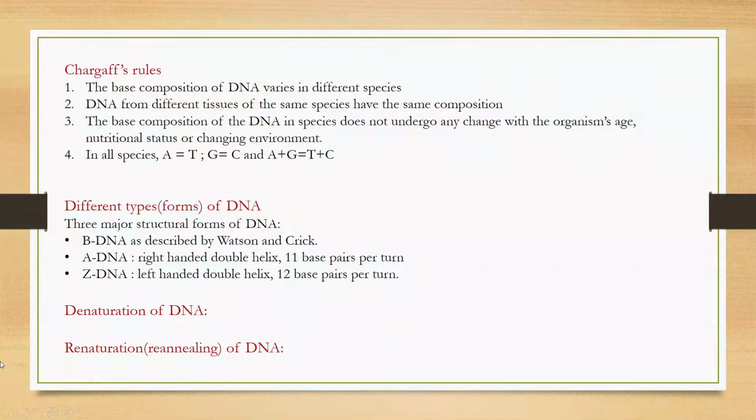Now, if you see the different types of DNA, there are three major structural forms of DNA. The Watson-Crick model describes the B-DNA. Another type is A-DNA, which is a right-handed double helix similar to B-DNA, and it has 11 base pairs per turn. B-DNA has 10 base pairs per turn. But Z-DNA is a left-handed double helix, and it has 12 base pairs per turn, and the backbone runs in a zigzag fashion. That's why the name is Z.